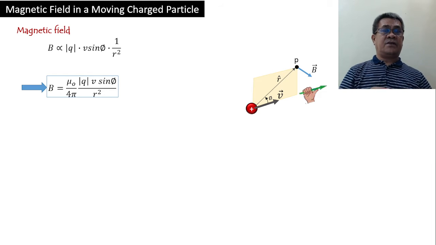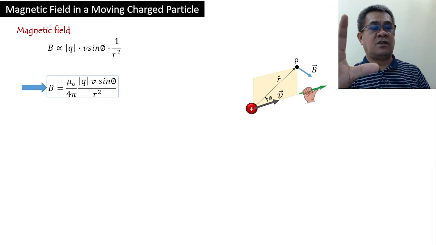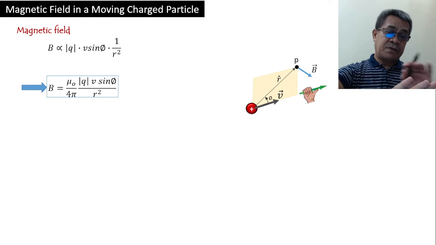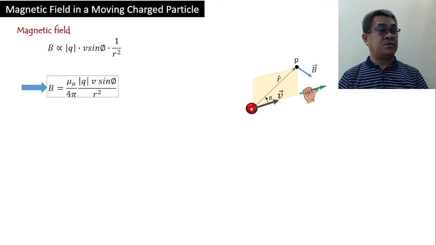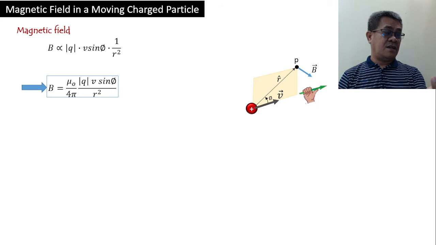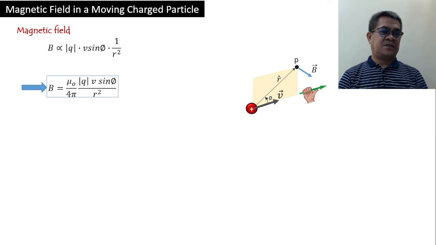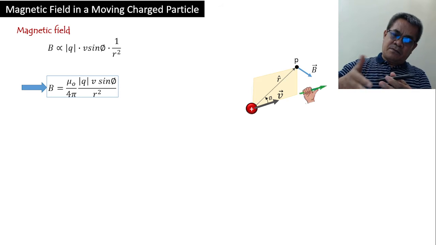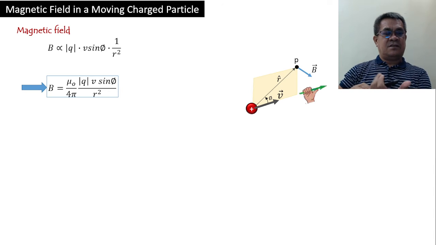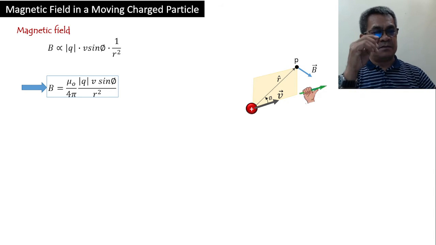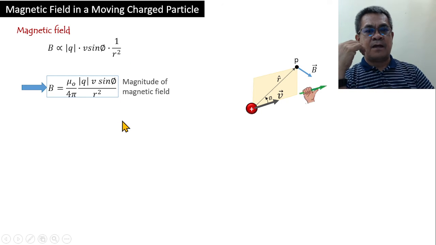So it is very important to know the angle from the velocity towards the position, because the direction perpendicular to that plane is the direction of your magnetic field, using the right hand rule. If this is your plane and this is your magnetic field, you take the curl of that, and it should be the direction of your magnetic field using the right hand rule. Now, we call this the magnitude of the magnetic field.